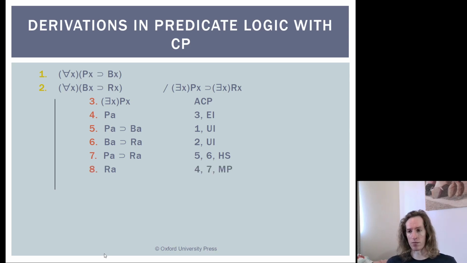Now we can use modus ponens with line 4 and line 7. We know that if A is P, then A is R, and we know from line 4 that A is P. So then we get to A is R from lines 4 and 7, modus ponens. Now we can existentially generalize. Remember, we can't universally generalize, but existential generalization is okay. So we'll existentially generalize from there.